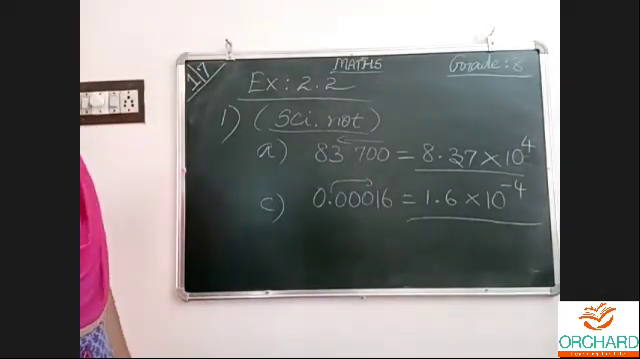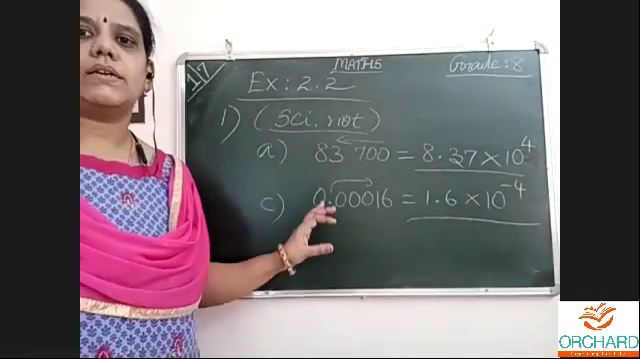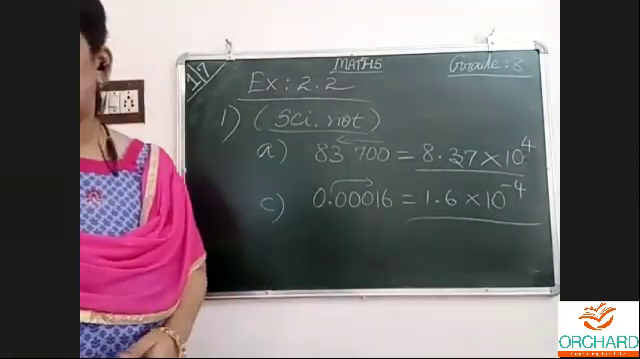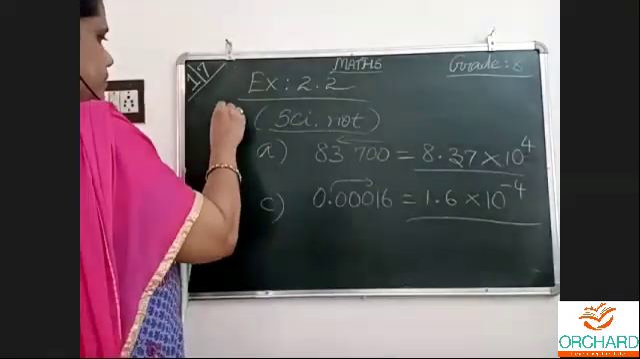Understood? This is about A and C, writing the number in scientific notation. Yes, now only Swaminathan is telling good morning to me. Why so?